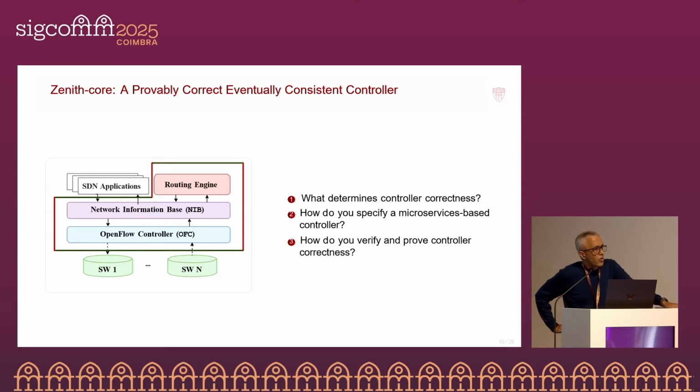Now, ZENITH Core is a provably correct, eventually consistent controller. And when I say ZENITH Core, I mean all of the components in red in this picture. And there are three questions that come up in the context of getting to a provably correct, eventually consistent controller. I'll describe each one of them in turn.